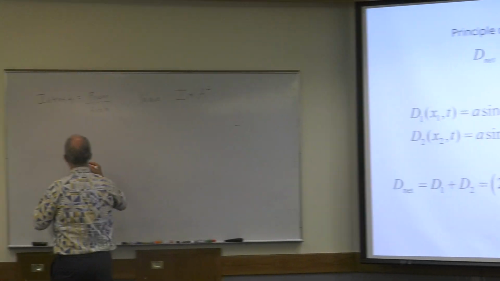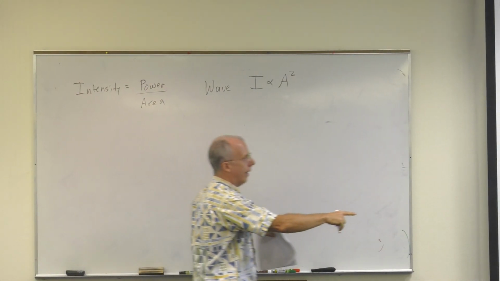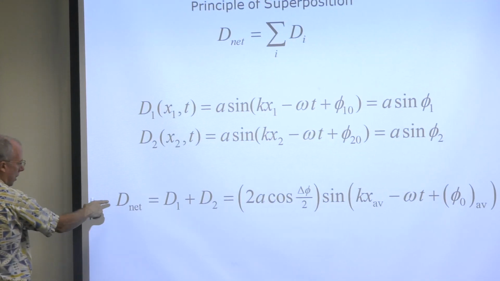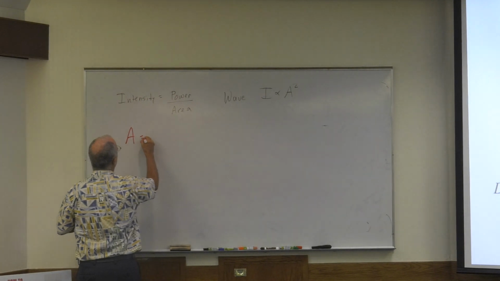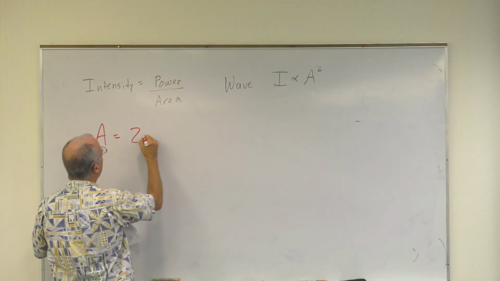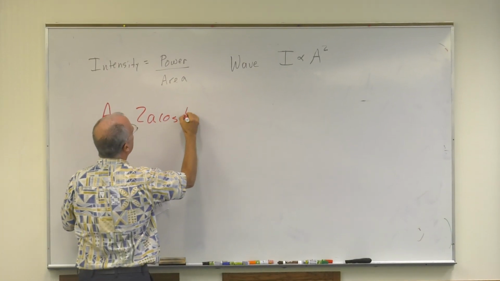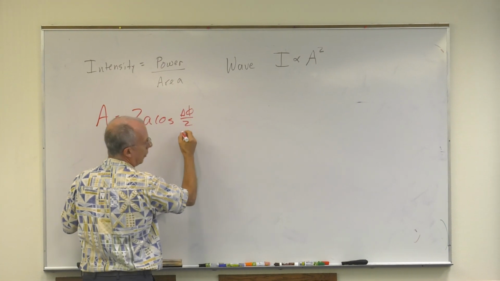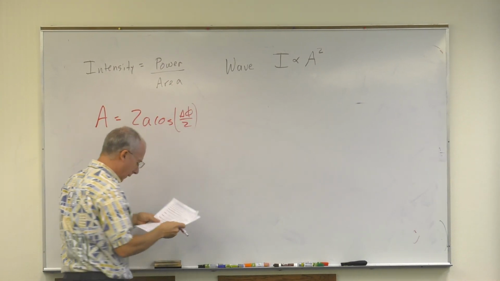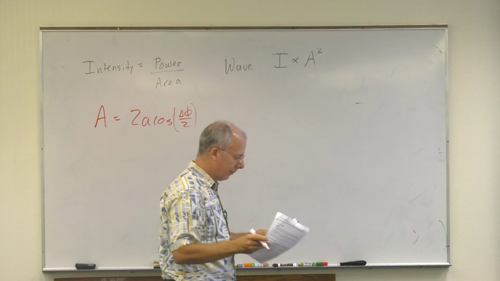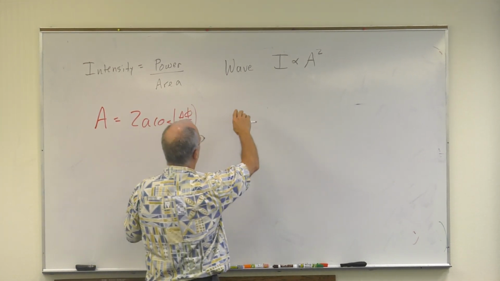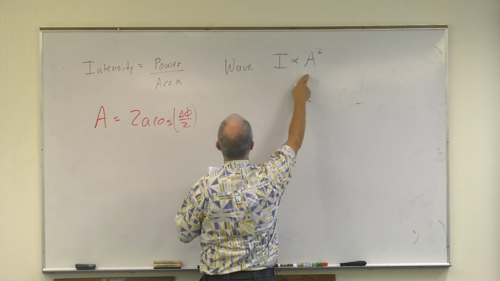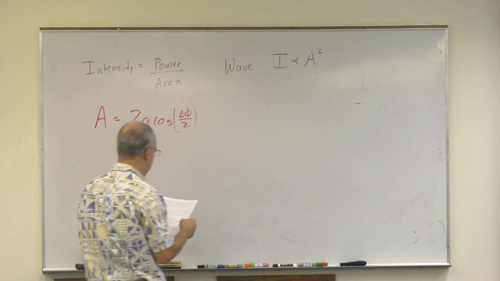So the amplitude of this wave, which is the sum of these two waves, is 2a cosine of delta phi divided by 2. All right, wonderful. Now the intensity is proportional to this squared.